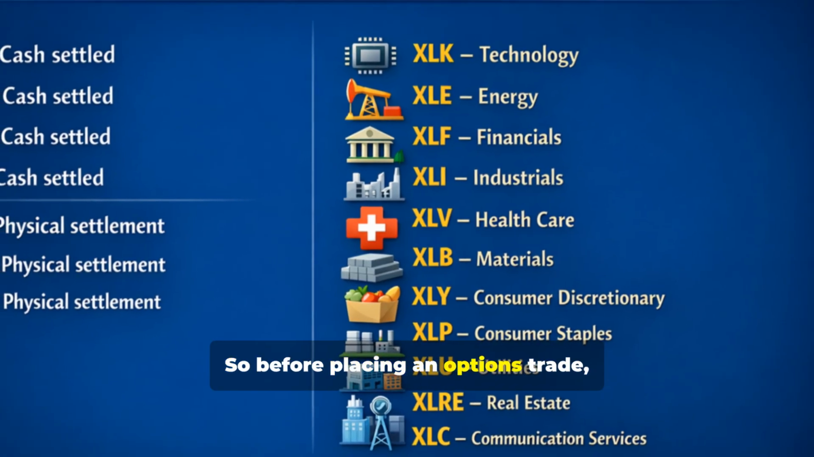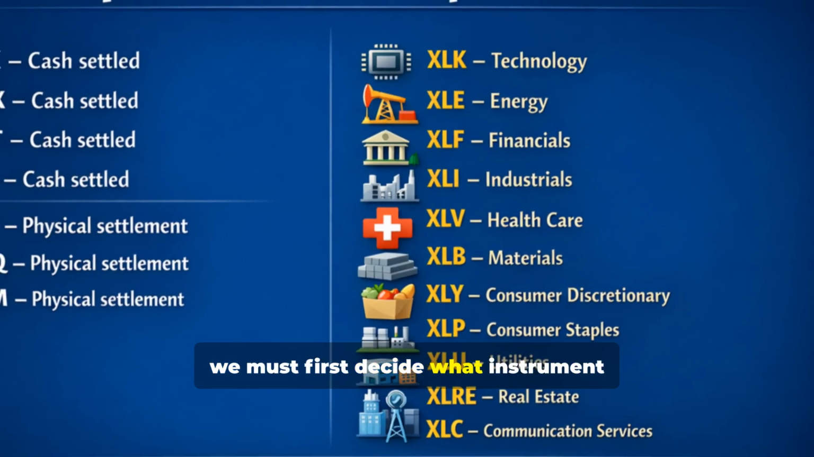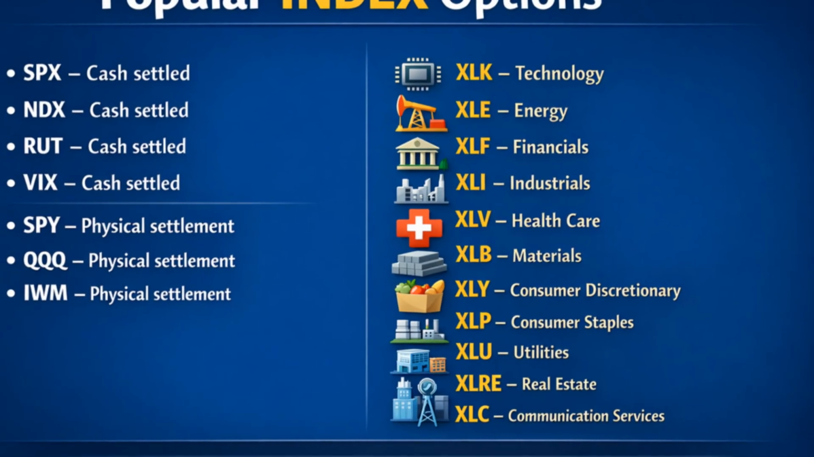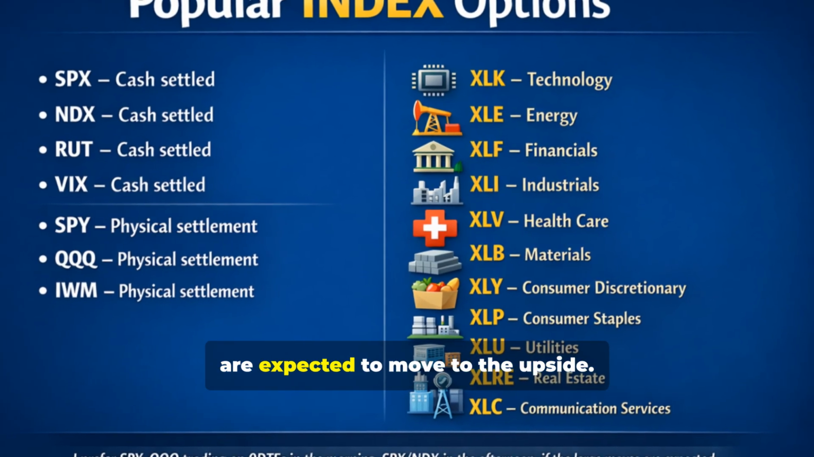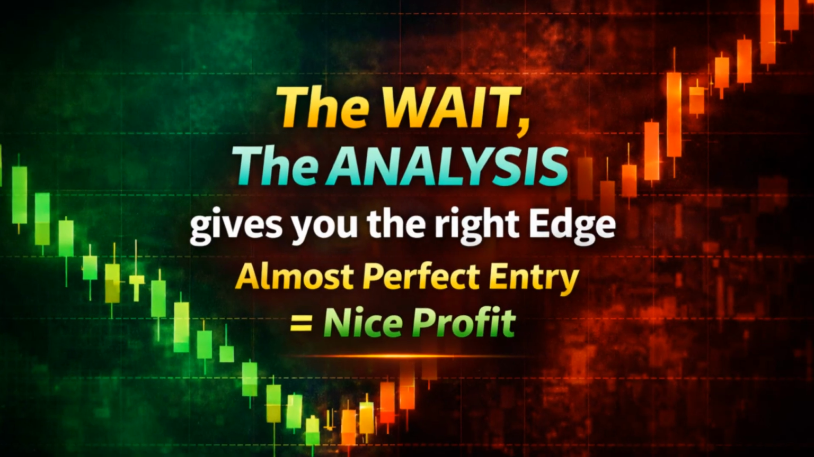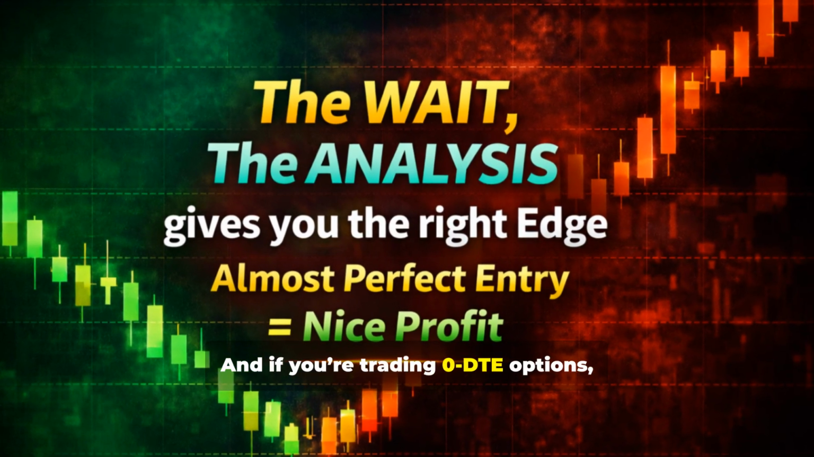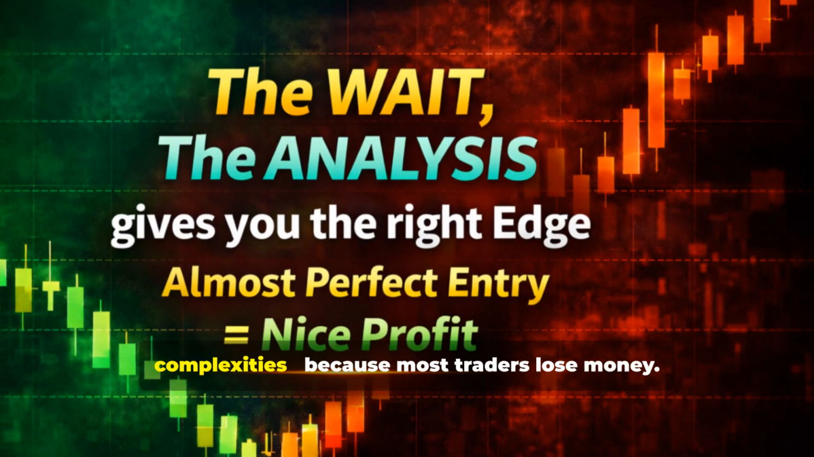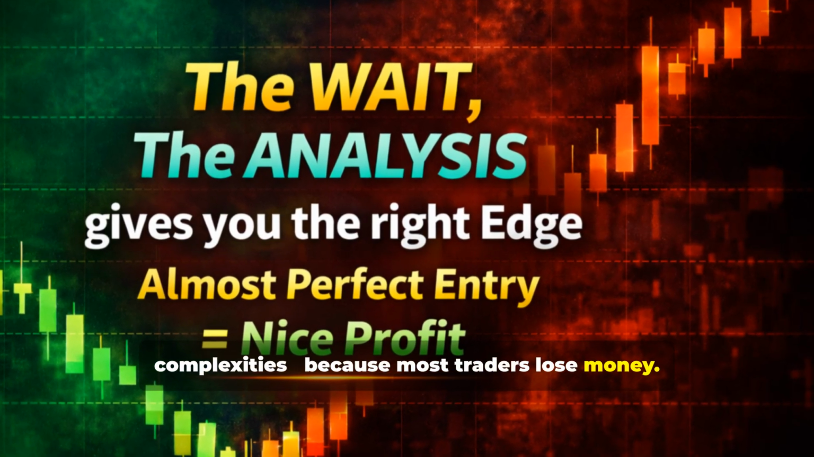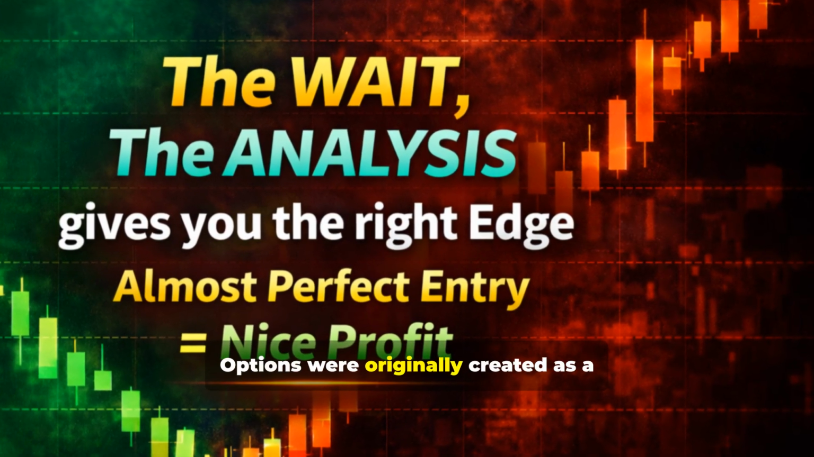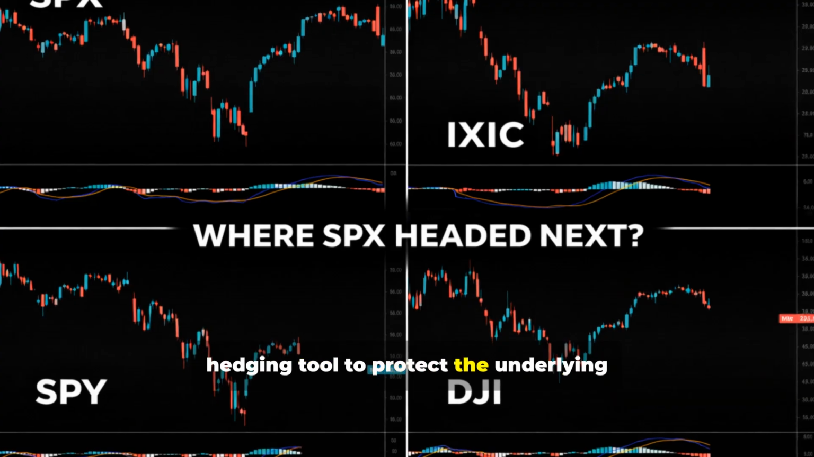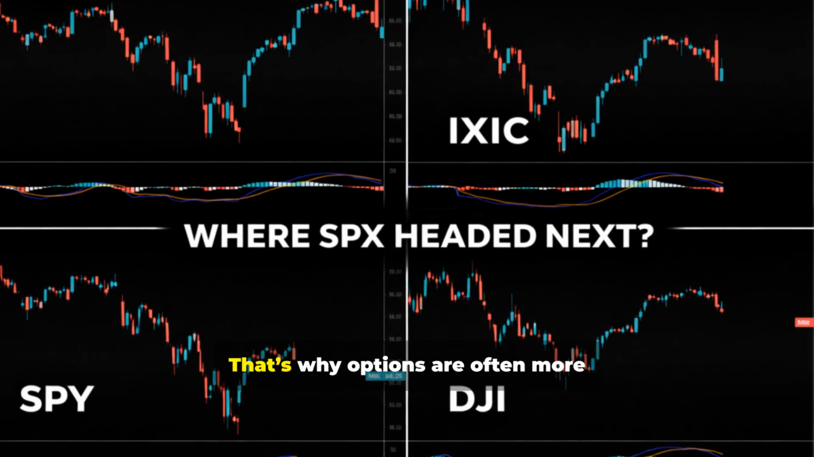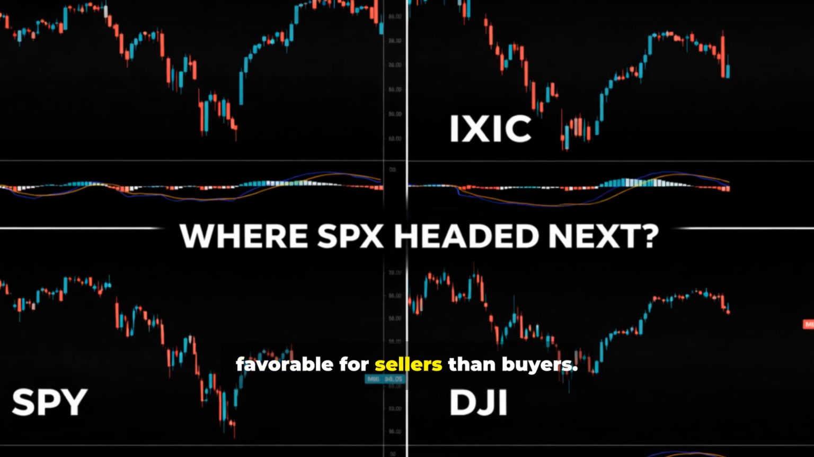Before placing an options trade, we must first decide what instrument we're trading and in which direction, bullish or bearish. Call options are for instruments that are expected to move to the upside. And if you're trading 0 DTE options, which expire the same day, you must understand the risks and complexities, because most traders lose money. Options were originally created as a hedging tool to protect the underlying asset from volatility. That's why options are often more favorable for sellers than buyers.